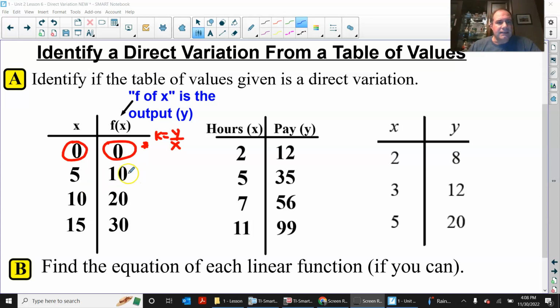So let's go ahead. 10 divided by 5 is 2. You don't do 0 divided by 0. All right. 20 divided by 10 is 2. 30 divided by 15 is 2. This is a direct variation.